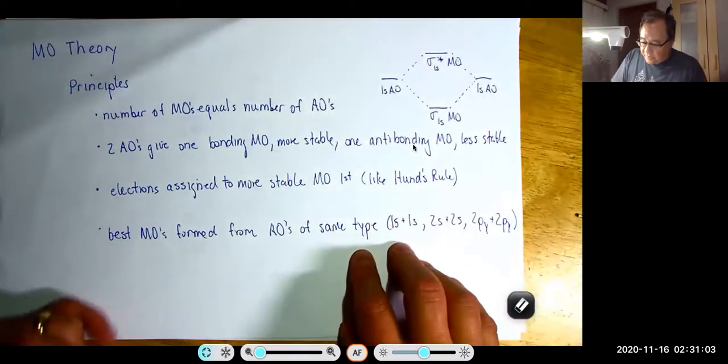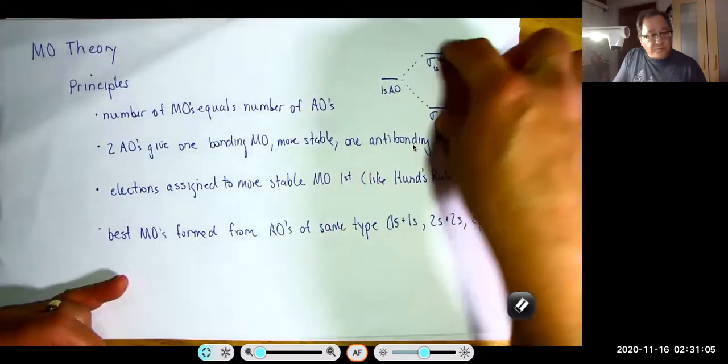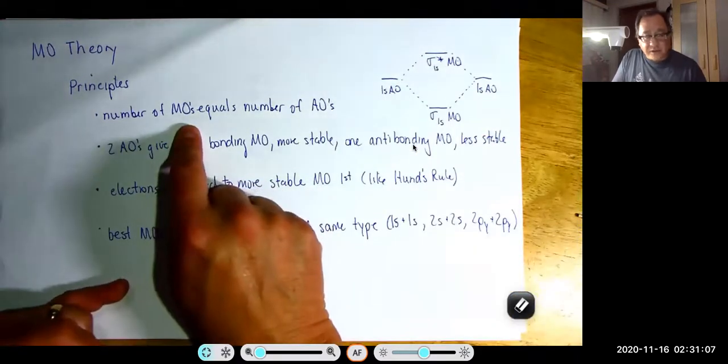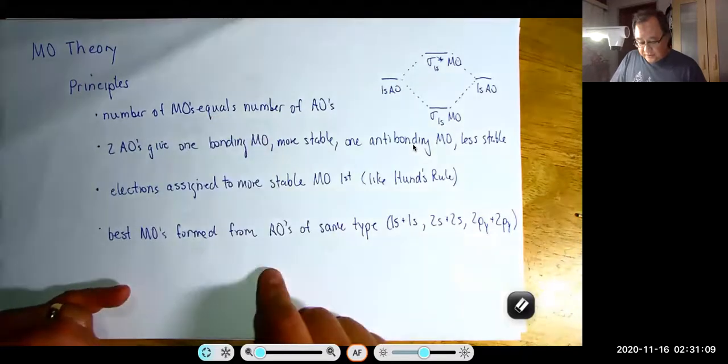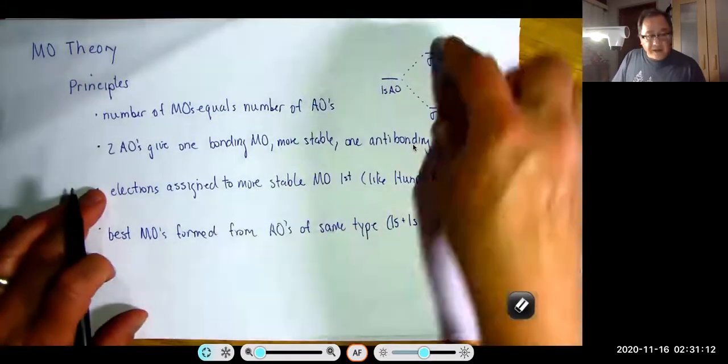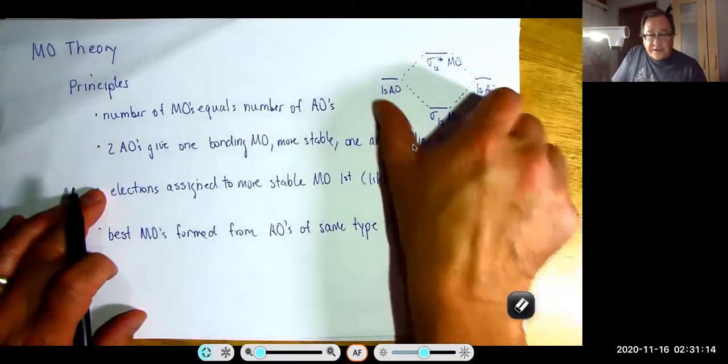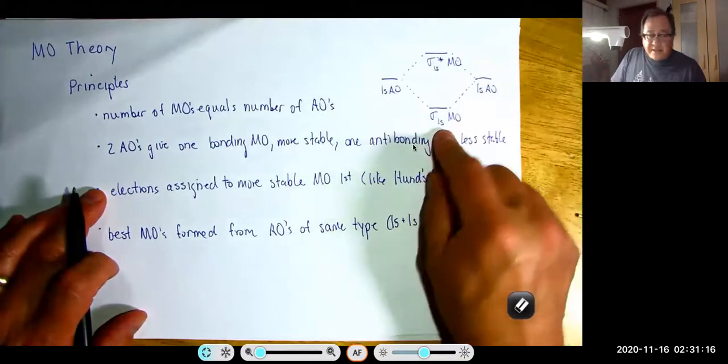Take a look here. We have 2 AOs and 2 MOs, and that's the first principle: the number of MOs equals the number of AOs. Second principle, we can see it right here. The 2 AOs are going to give you a bonding MO and an anti-bonding MO.